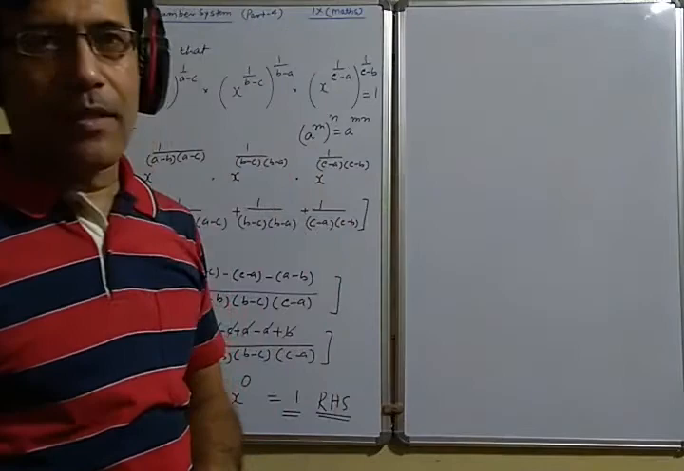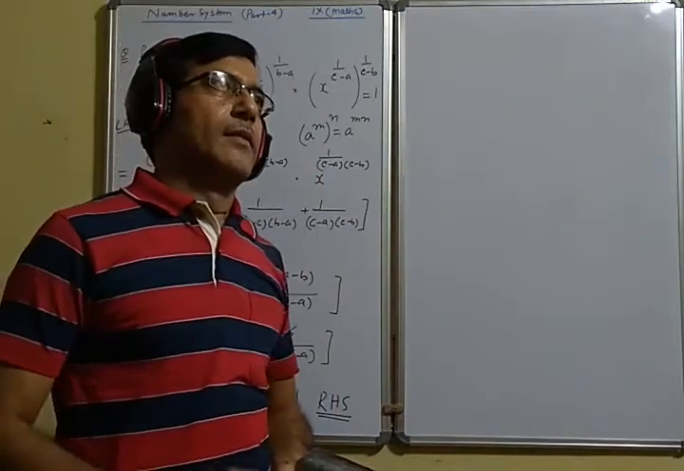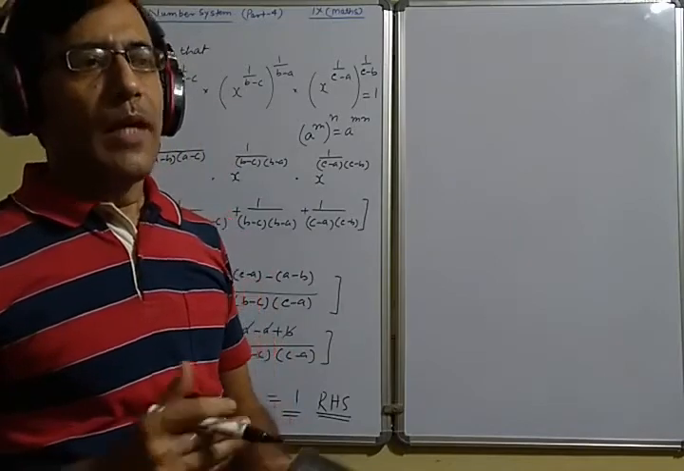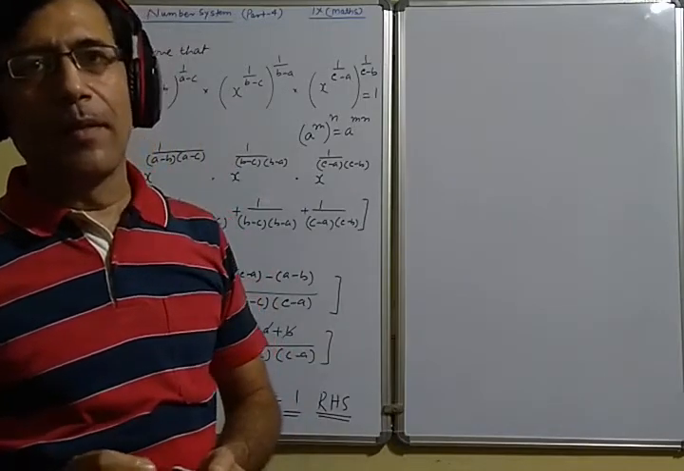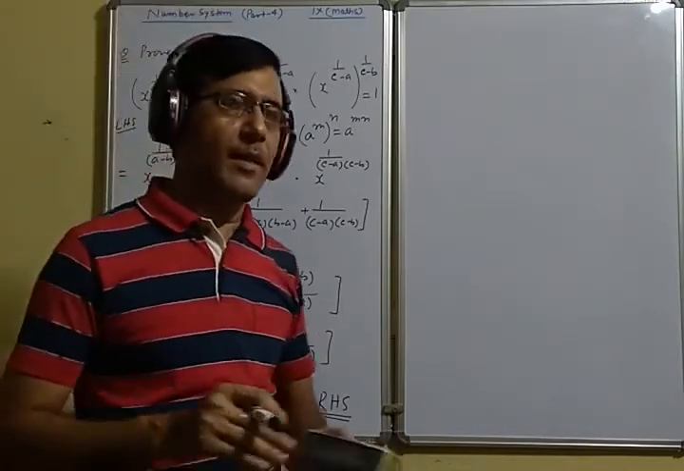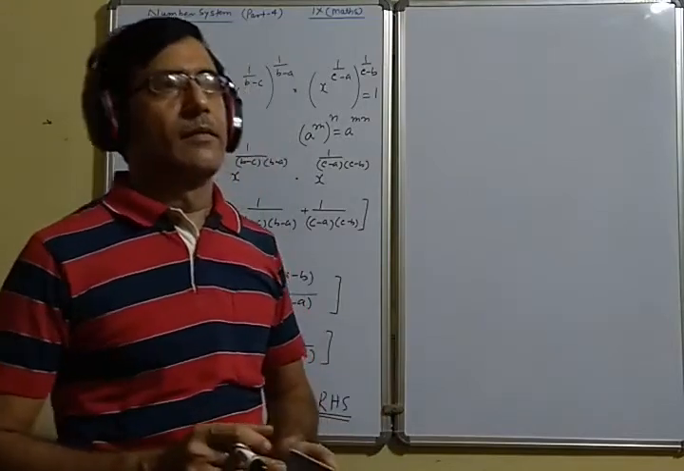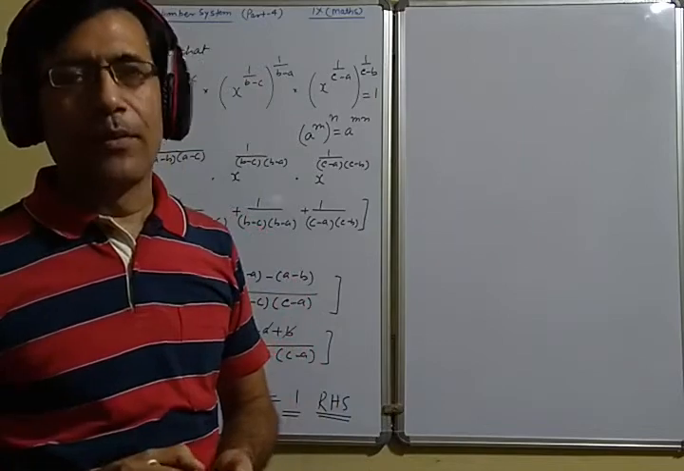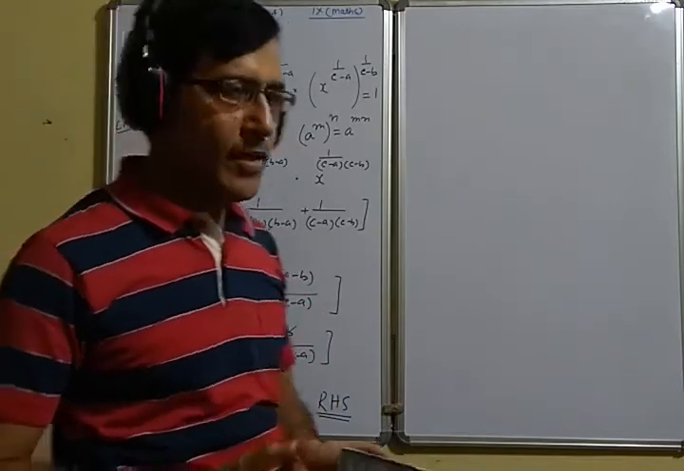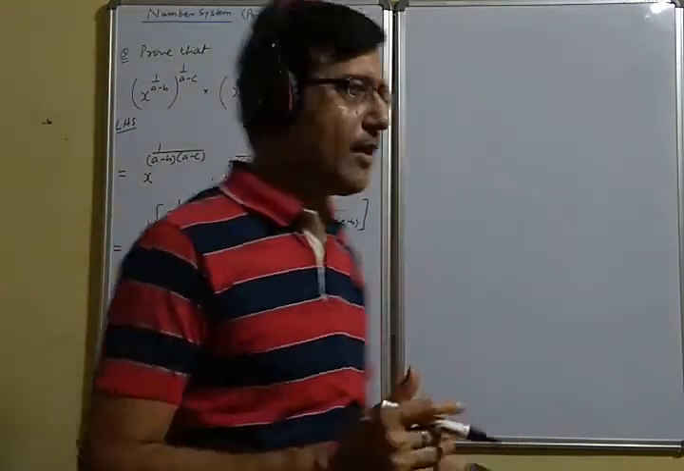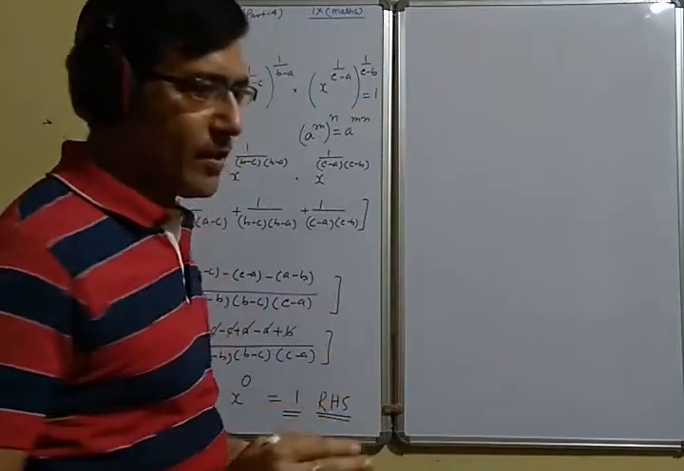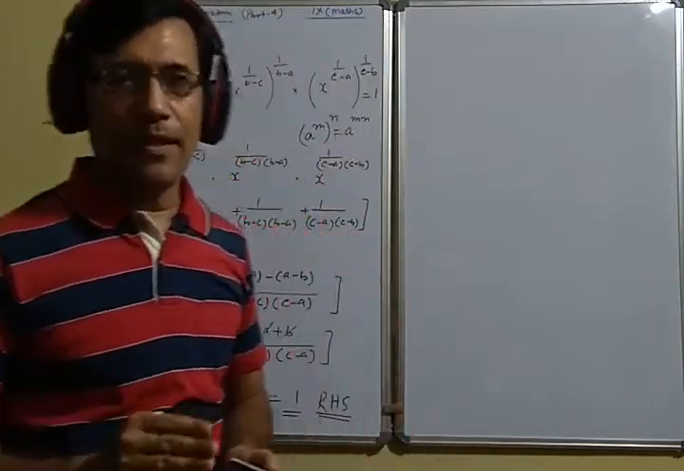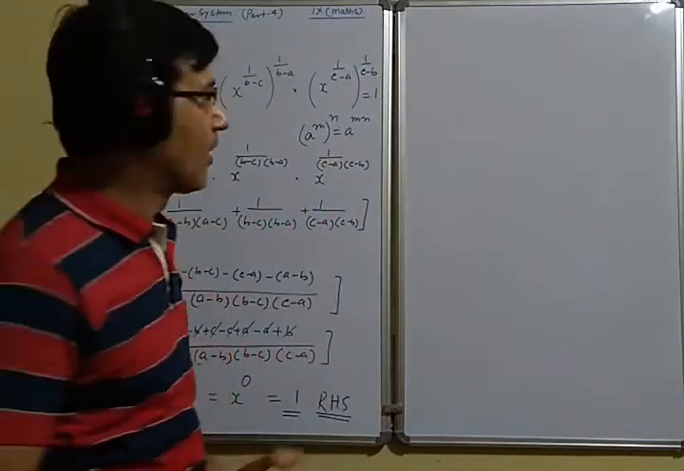Now some questions in the number system, where we have to express the given number, decimal numbers with repeating blocks, in the form of P by Q. Now let's try to solve such type of questions. Now let us see some questions of repetition of 1 digit, 2 digit and 3 digit blocks.